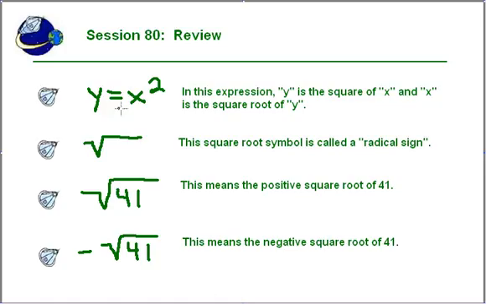As a review then, for session 80, y equals x squared. In this expression, y is called the square of x, and x is called the square root, or a square root of y. And our second point here, the square root symbol is called a radical sign. Down here we have radical 41. That means the positive square root of 41. And negative radical 41 means the negative square root of 41. Okay then, that's your review for session 80.